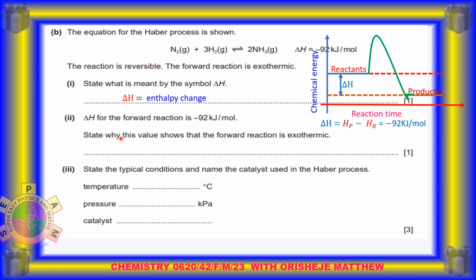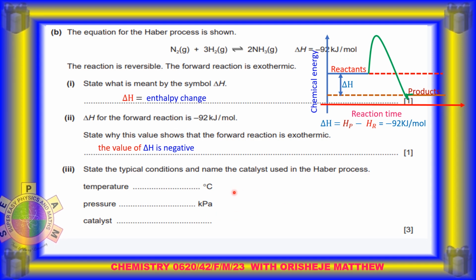Now, state why this value shows that the forward reaction is exothermic. It is because it has a negative sign. So the value of delta H is negative. For an exothermic reaction, the value of delta H is negative, while for an endothermic reaction, the value of delta H is positive. Now, state the typical condition and name the catalyst used in Haber process.